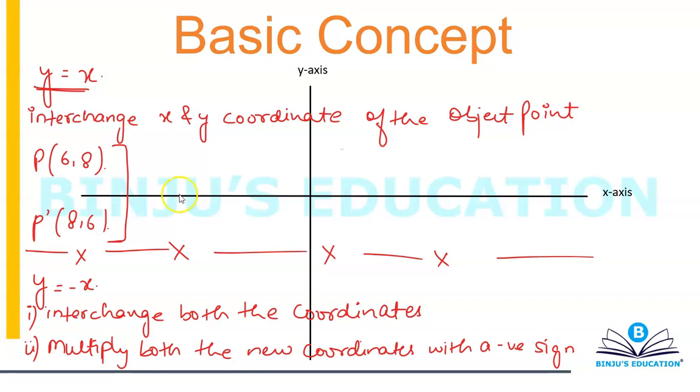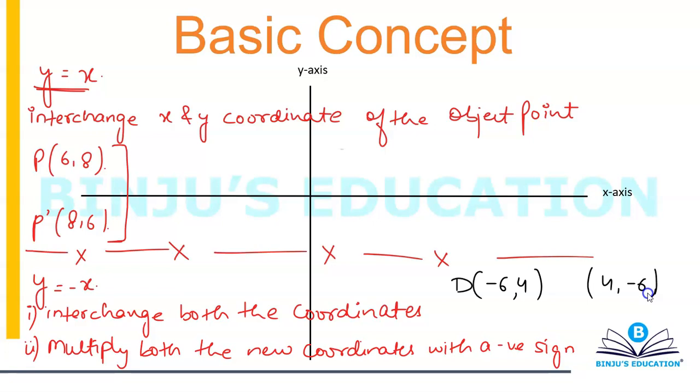Okay, let me show this. How is this done? For example, let's suppose you have a point D (minus 6, 4) and you want to take its reflection along the line y is equal to minus x. First, you will interchange both the coordinates with their signs. Do not forget the signs. So when you interchange, minus 6 comma 4 will become 4 comma minus 6.